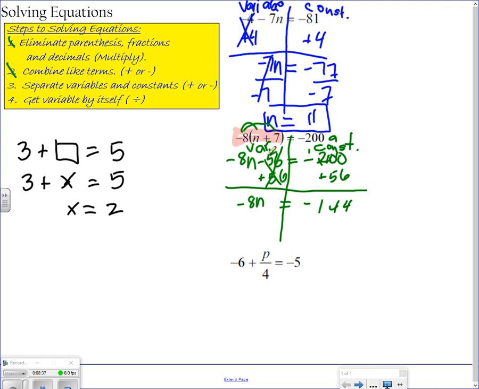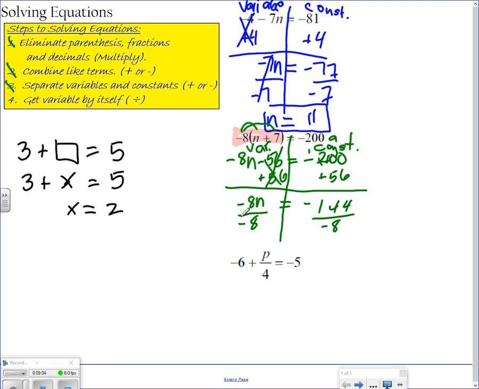Variables on the left, that's a variable, that's a letter. Constant on the right, numbers only, that's the number. So I'm done with step number 3. Number 4, get the variable by itself, and you should divide. If I want the letter by itself, I should divide by what number? Divide by the number you're trying to get rid of, divide by negative 8. And when you do it to one side, you do it to the other.